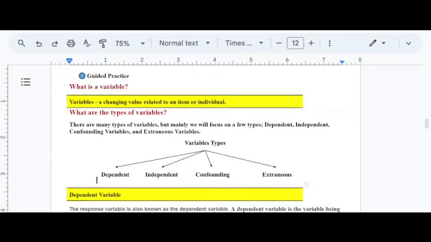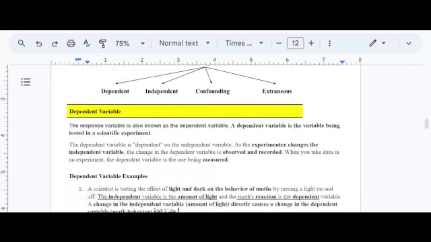Let's move on. Now let's go for variable. We have different types of variable. We said there are many types of variable, but mainly we focus on 4: dependent, independent, confounding, and extraneous. I already explained to you what's dependent and what's independent. Do you understand the difference between dependent and independent? If you don't understand the difference, raise your hand. Okay, so now I'm going to go to the confounding and extraneous.